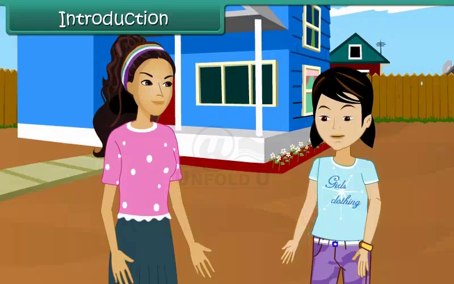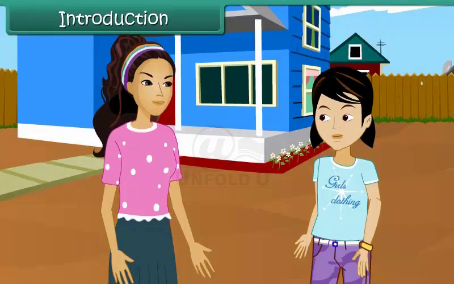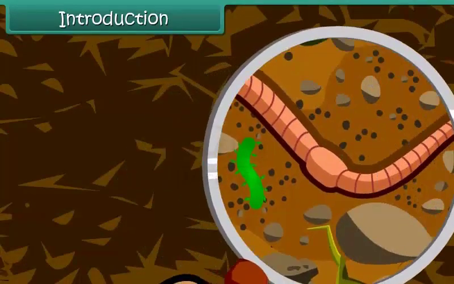Tina, look, the earthworm is creeping over the soil. Yeah, these earthworms come out of the soil after the rain. You mean to say that these earthworms live in soil? Yes, Simran, soil is a home for many living organisms.